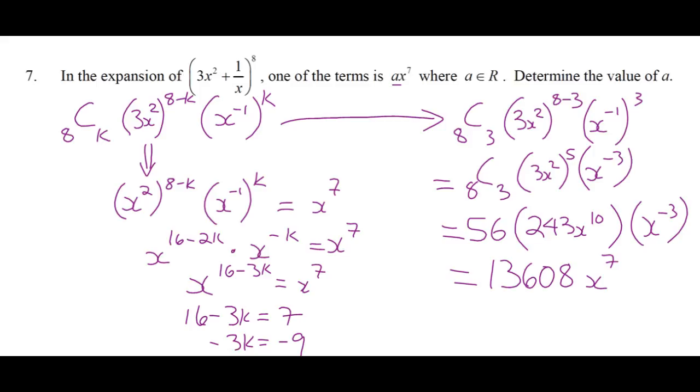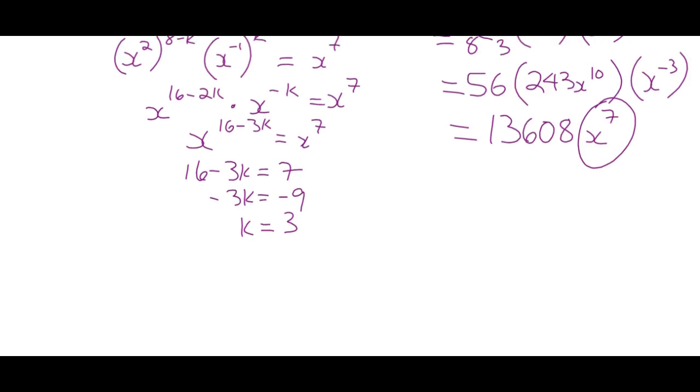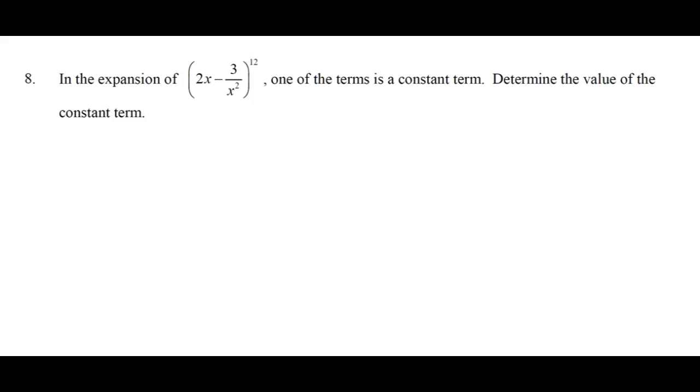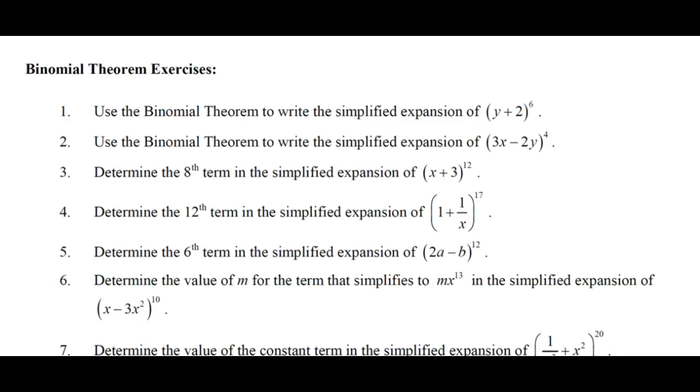Got k as 3. We come back up here. Now we say it's 8 choose 3. Work that all out. We get the x to the 7th. So, okay, bonus. We did get the k value right. And our answer is determine the value of a, 13,608. Okay? Questions? The next variation on this same question, which I think is the last, yeah, because then it's exercises.